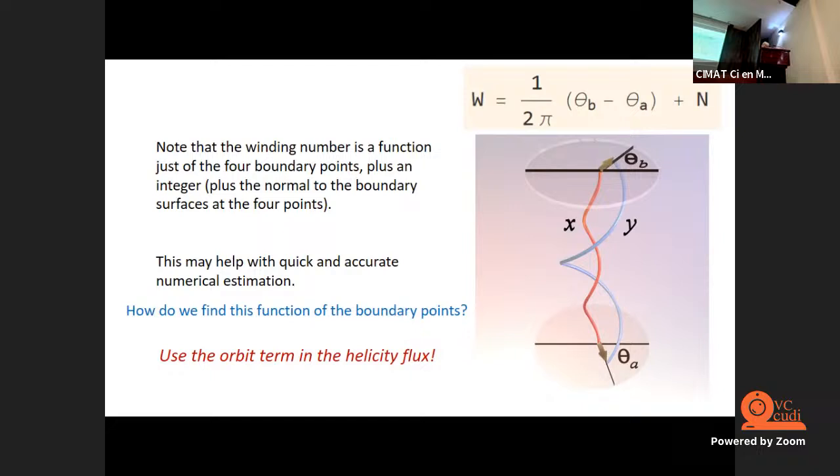And so you can oftentimes speed up your numerical estimations of these things, because if you can get that function of the boundary points accurately, all you need to do is find the correct integer. So how do you find this function of boundary points? I'll show you in a moment. We're going to use the orbit term.